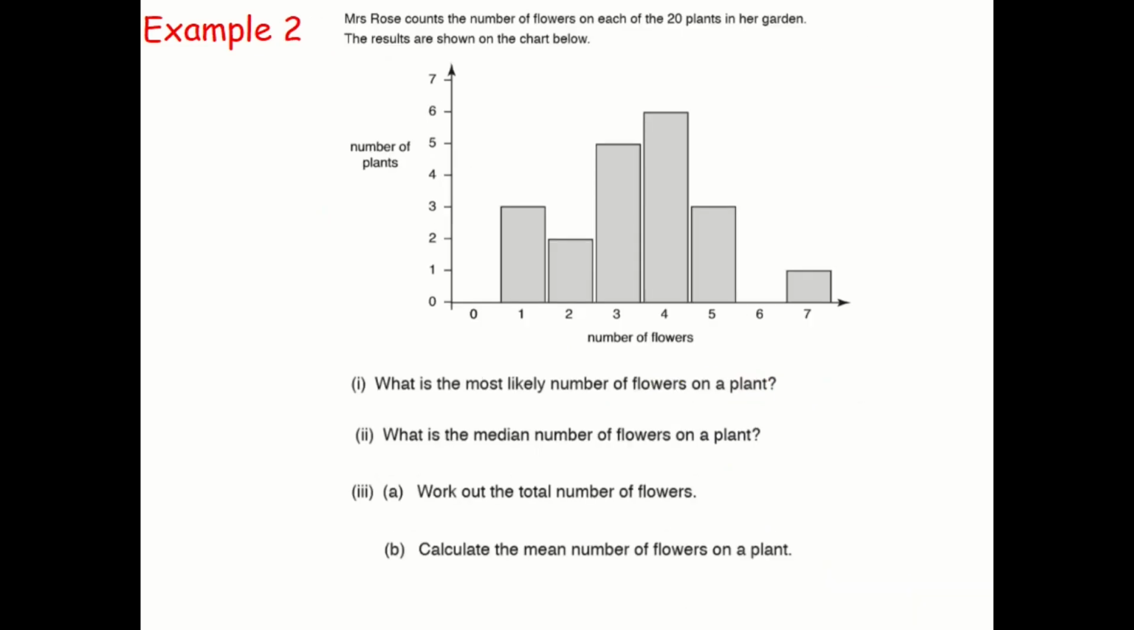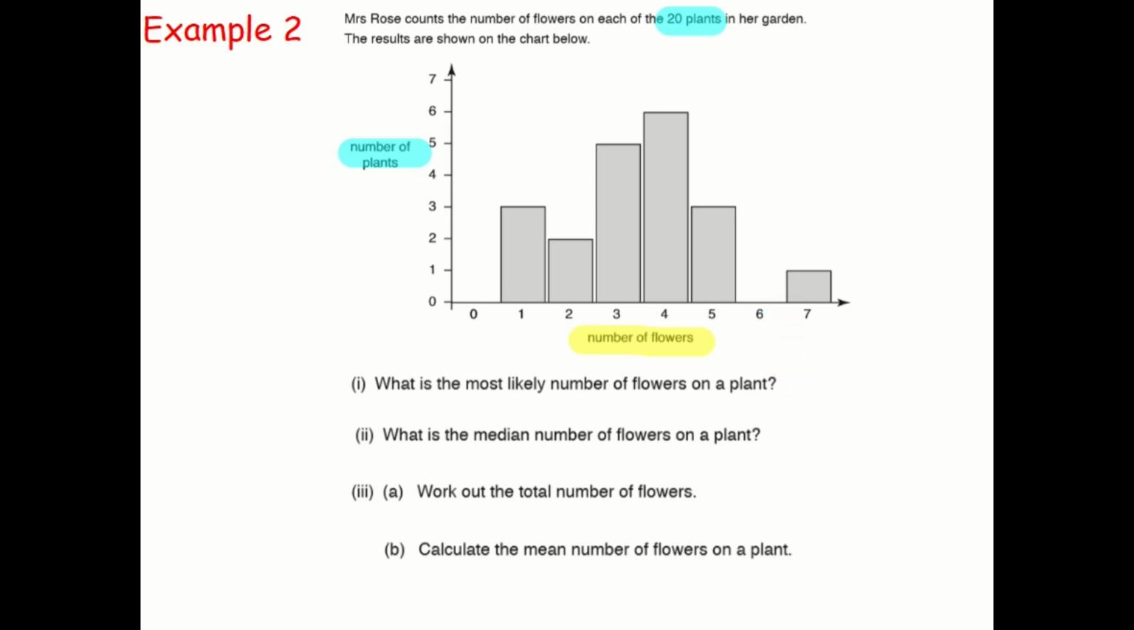Okay, example number 2. Mrs. Rose counts the number of flowers on each of the 20 plants in her garden. The results are shown on the chart below. So, as I said, my recommendation is to start off by looking at what the axes say. So this says number of flowers, this says number of plants. And that is a bit confusing in itself, plants and flowers. So just make sure you're reading that correctly. And just make a note, if there's any numbers in the actual question as well, she's got 20 plants in her garden.